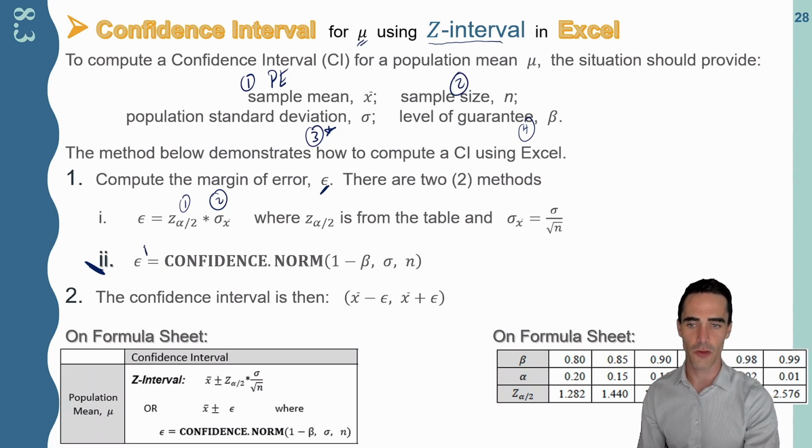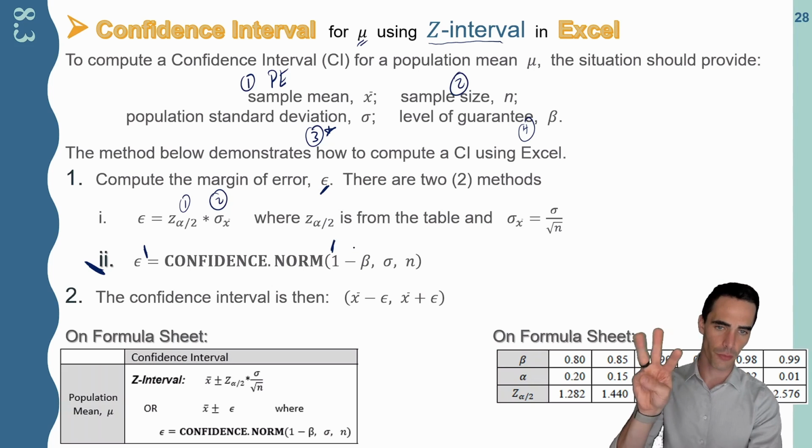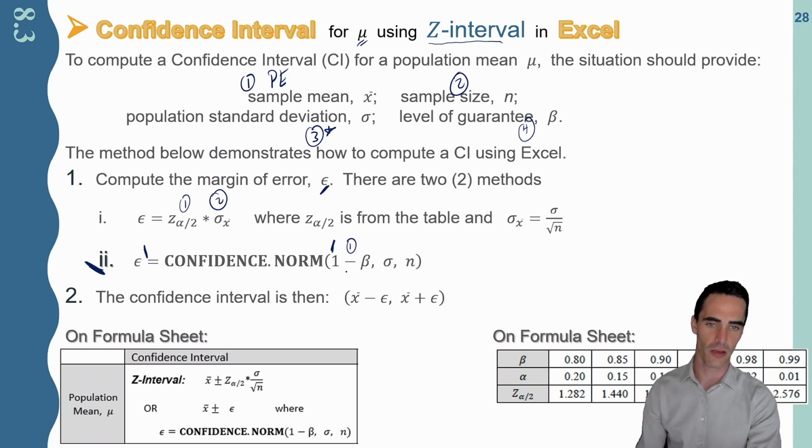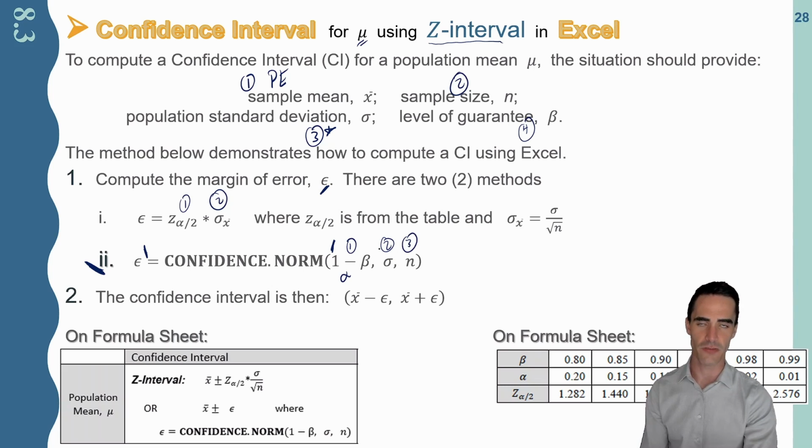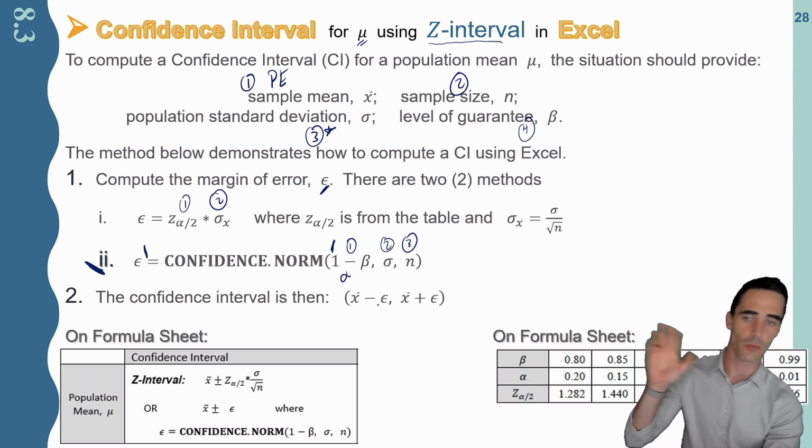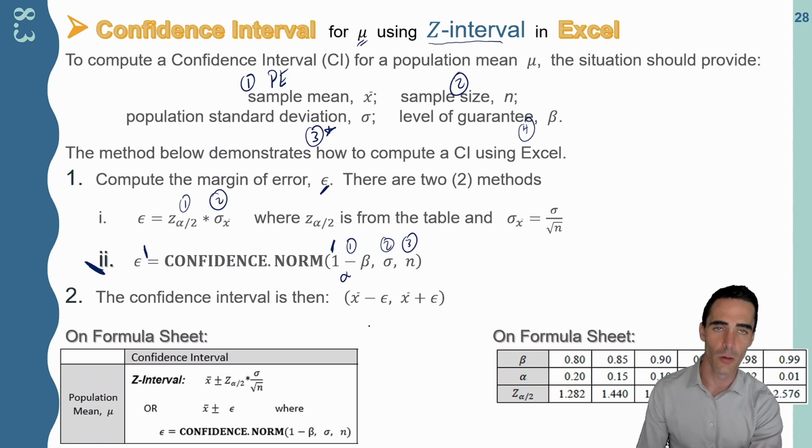And it says, look, if you type into Excel equals confidence.norm, you need 3 inputs. You need 1 minus beta, which for the fancy folk is just alpha. You need 2, your standard deviation. And then thirdly, your sample size. If you can type in those 3 ingredients, boom, you'll get your margin of error, no problem.